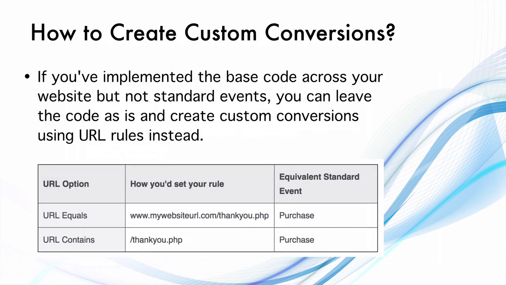According to Facebook, if you have implemented the base code across the website but not standard events, you can leave the code as it is and create custom conversions using URL rules. Whenever I advertise to get people for my free digital marketing course, I see if people confirm their email ID and go to the thank you page. If they go to the thank you page, then it is counted as a conversion. Towards the end of this video, I will show you inside my account how I have set it up. You can put a rule that the URL equals or URL contains this particular set of words, and if people reach this particular URL, then it is counted as a conversion.